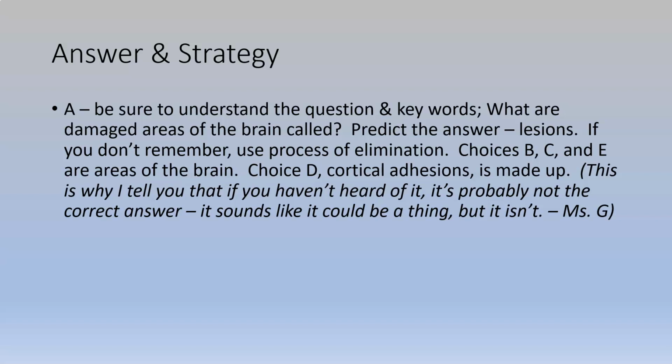Same thing if your predicted answer isn't on the list. Choices B, C, and E are all areas of your brain. Choice D, cortical adhesions, is made up. And incidentally, this is why I like to tell kids, if you haven't heard of the answer choice, it's probably not the correct answer. If it sounds like it could be a thing, cortical adhesions, but it isn't. So if you haven't heard of the answer choice, it's probably not the right answer.